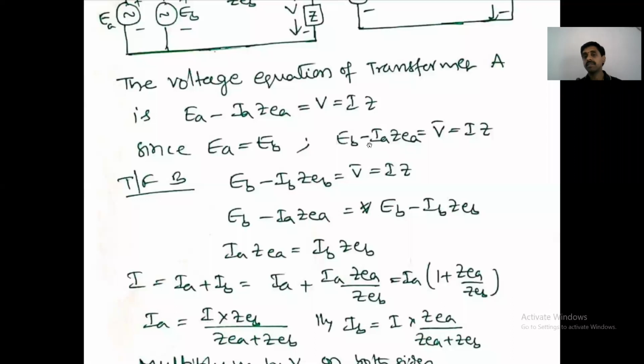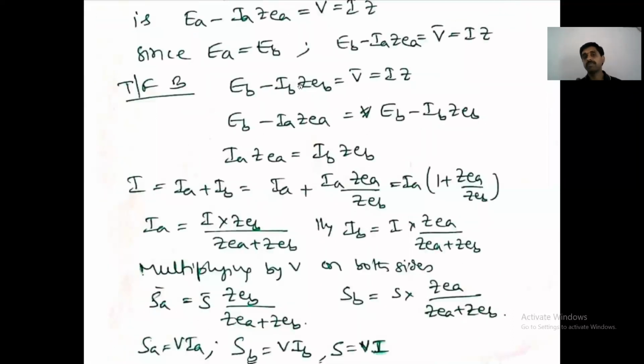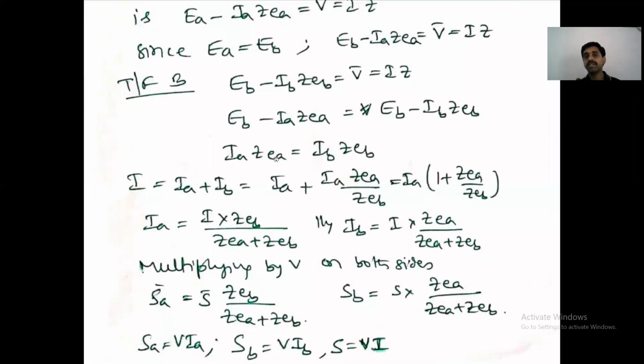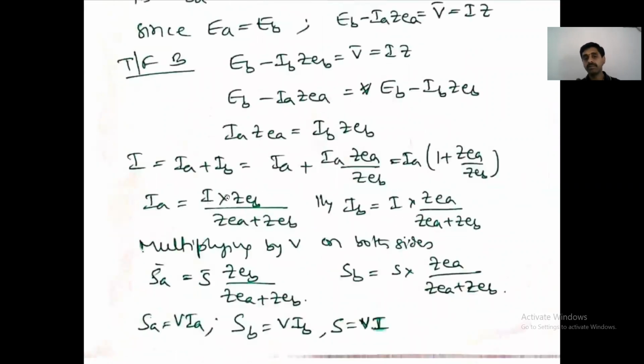You can write EB in place of EA. You can write EB minus IA Z equal to V. From that, you simplify this equation. You will get IA ZEA is equal to IB ZEB. From there, you can write I is equal to IA plus IB. You know these two currents, I1 plus I2, like that, IA plus IB. So we get IA with the current division rule, IB with the current division rule. From there, multiplying V on both sides, we get the MVA rating of transformer A and transformer B.